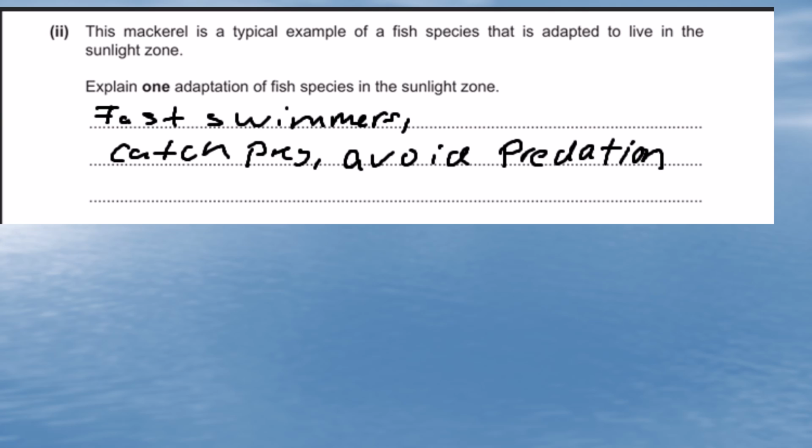You could also talk about counter shading, that they're darker on the top and lighter on the bottom, so the counter shading will make it harder for predators to catch them. You can talk about how they are migratory. You can also talk about how they swim in huge numbers to make it harder for the predator to catch them. But I think fast swimmer is an easy way to get the points.